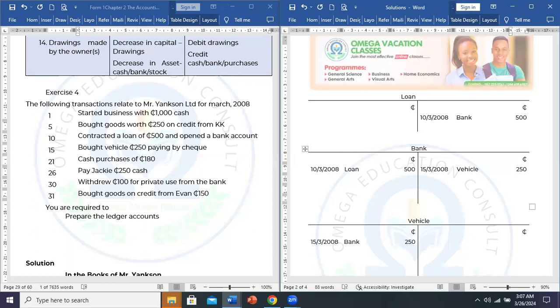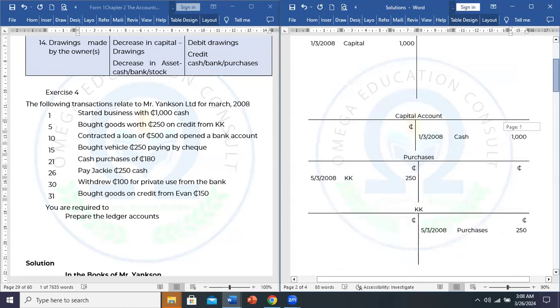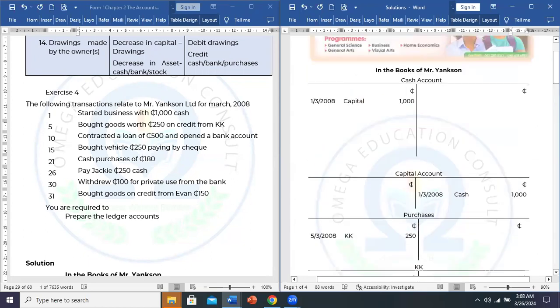So 21st, cash purchases. Cash purchases means that the business bought goods and they paid cash. So here it is between your cash account and your purchases account. Now let me ask my students, which account would you debit and which account will you credit? I think Frank will give us another answer. Prof. Frank, yes, cash purchases. Who do we debit? Who do we credit?